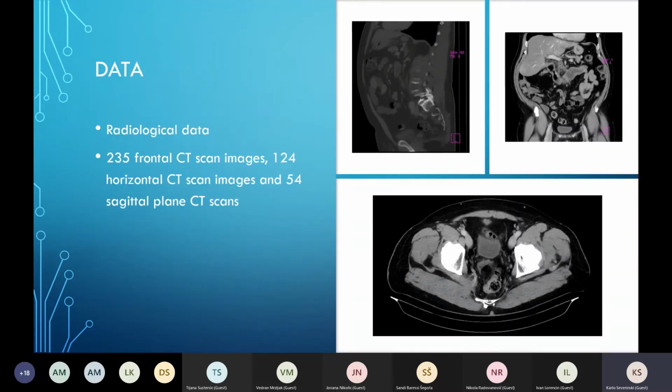The data that we got was the radiological data of 235 frontal CT scans, 124 horizontal and 54 sagittal plane CT scans. Some of these examples can be seen on the right. We got these from the clinical hospital center in Rijeka, but we also talked about getting them from DICOM images, which we'll maybe talk about more later, because that's the whole point of the second paper that we wrote.